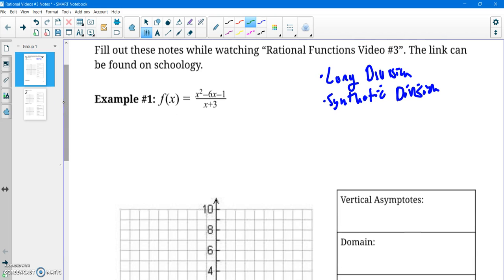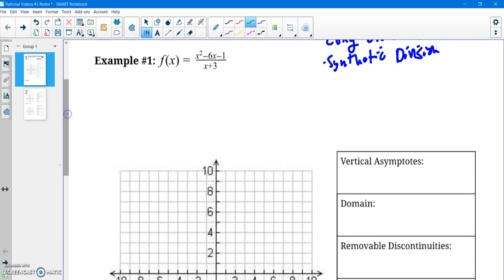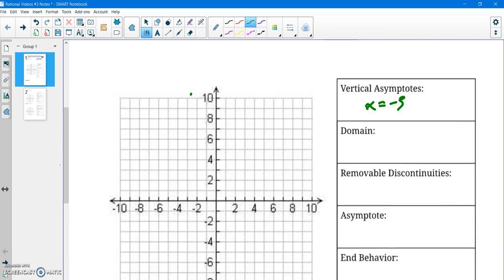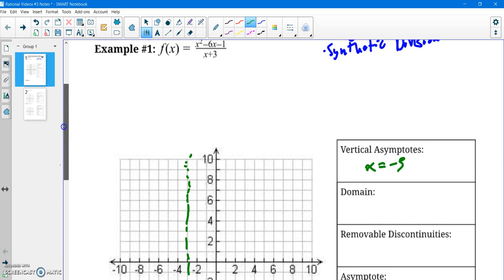So we're still going to do our normal stuff, which is we're going to try and factor. If you look at this numerator, what multiplies to -1 and adds to the negative? Nothing. So you're kind of stuck in that aspect. There's no real factoring to be done there. To find my vertical asymptote, I still set the denominator equal to 0. So I still get x equals -3 as a vertical asymptote. I'll graph that real quick. Okay, so I still have that vertical asymptote.